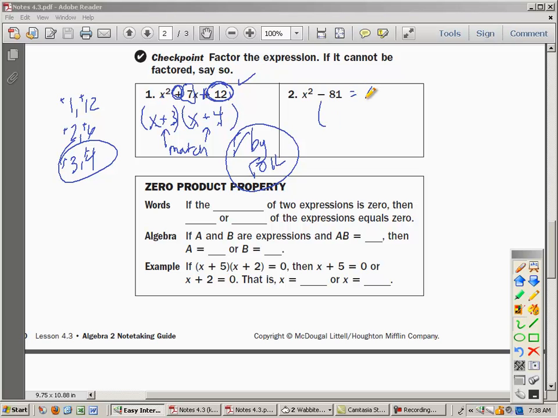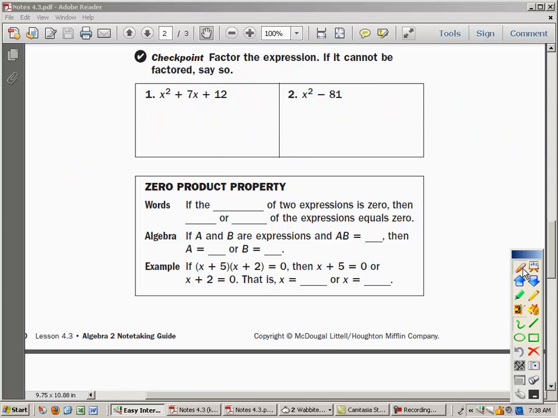We see that this is the same thing as x squared minus 9 squared. And so if it's the difference of two perfect squares, this is x plus 9 times x minus 9. And again, you can check by foiling. x times x gives you the x squared. x times negative 9 is negative 9x. Positive 9 times x is positive 9x. And so those two middle terms are going to cancel out. 9 times negative 9 is your negative 81.